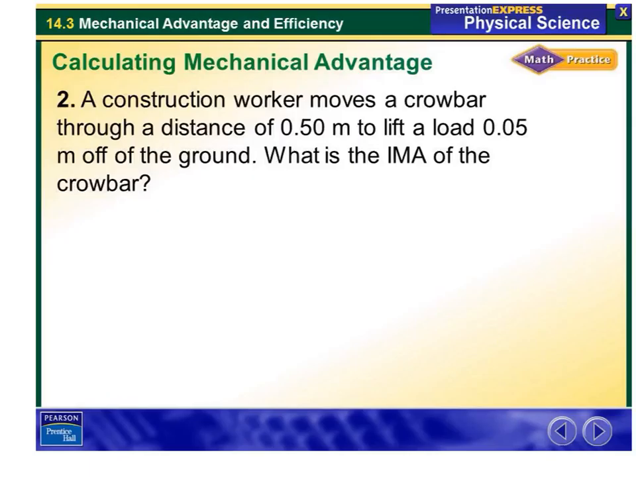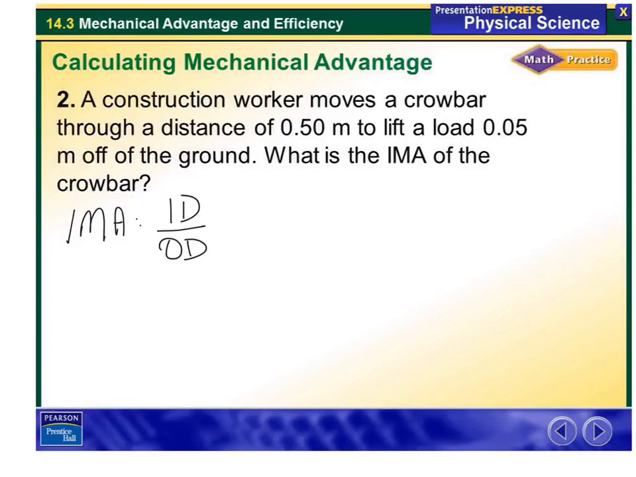Okay, let's take a second and do one more question together. Number 2 gives us this problem. A construction worker moves a crowbar through a distance of 0.5 meters to lift a load 0.05 meters off the ground. What is the ideal mechanical advantage of the crowbar?